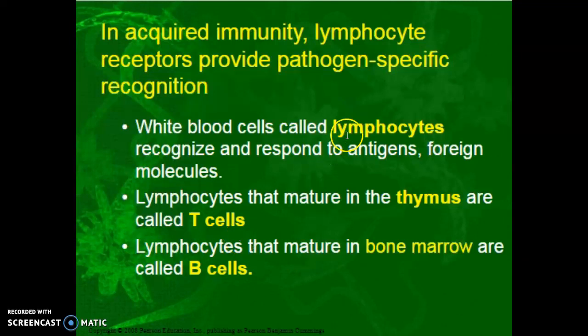Essentially, they're lymphocytes. They're responding to foreign molecules, and the big difference between them is where they're made. Are they in the thymus or are they in the bone marrow?